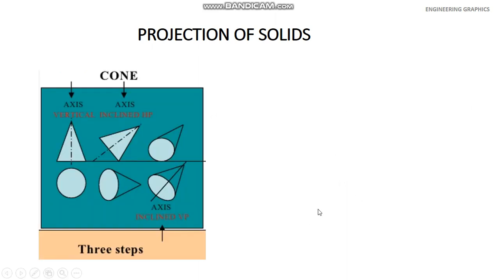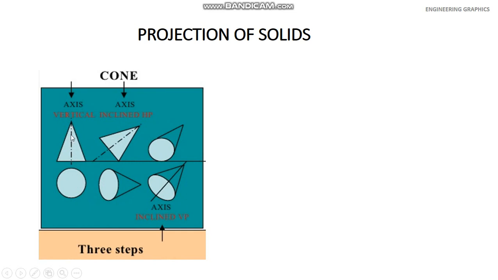This is an example that when we use the three steps to solve a problem. If we have a solid which is inclined to both HP and VP, we should use three steps to solve such problems. In this example, you can see that we have a cone, and this cone is inclined to both HP and VP. So first of all, we have to make the front view and top view in such a way that the axis is perpendicular to HP.